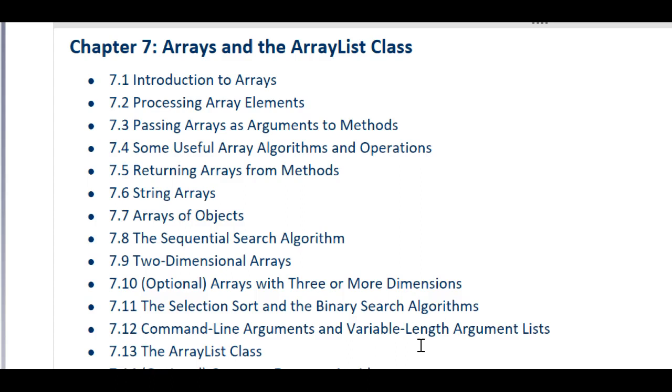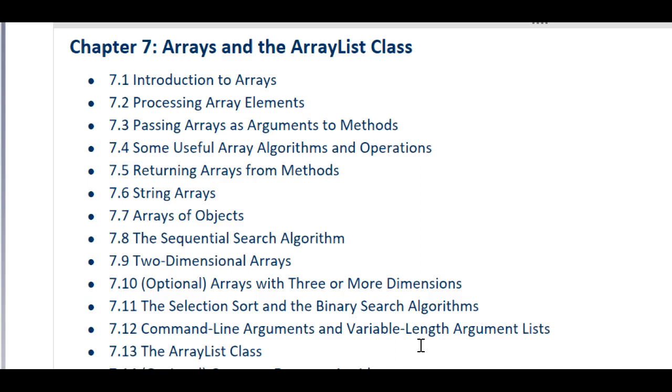We'll talk about processing array elements in 7.2 and passing arrays as arguments to methods in 7.3. We'll see that there are some useful operations to do on arrays, like finding the largest and smallest element, which we'll check out in section 7.4. And then in section 7.5, kind of the reverse of arguments as arrays, we'll do arrays as return values. In 7.6, string arrays, and 7.7, arrays of objects. 7.8, a cool algorithm to find an item in an array, the sequential search algorithm.